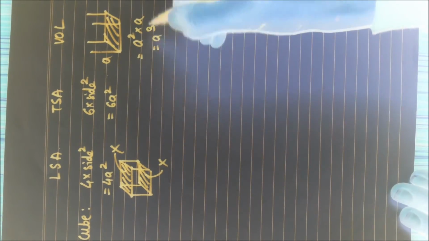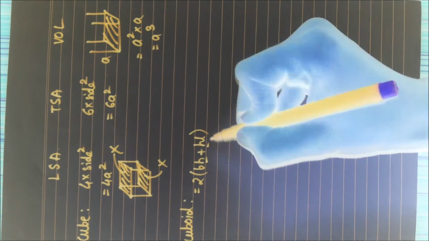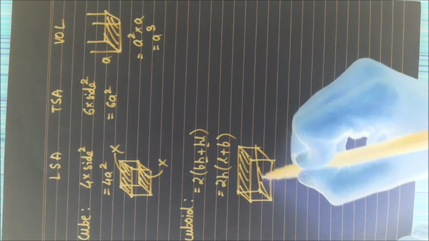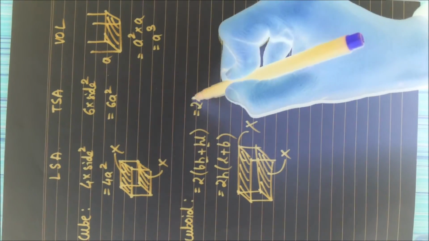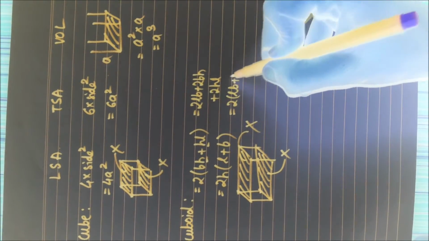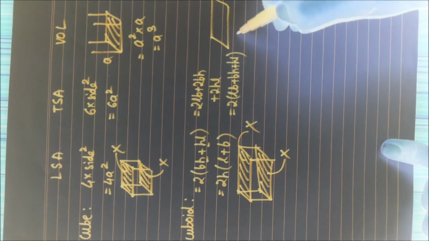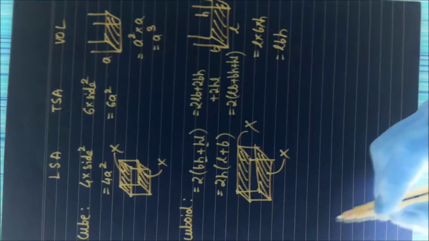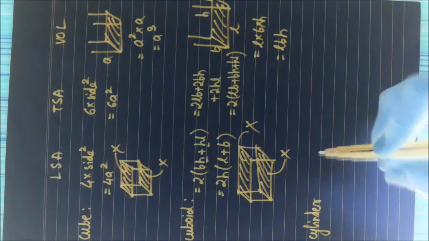The CSA of a cuboid is 2H(L plus B), excluding the top and the bottom portion. The total surface area has all the faces. So 2LB plus 2BH plus 2HL. Volume of a cuboid is the base area, that is L into B, into the height H. So LBH.